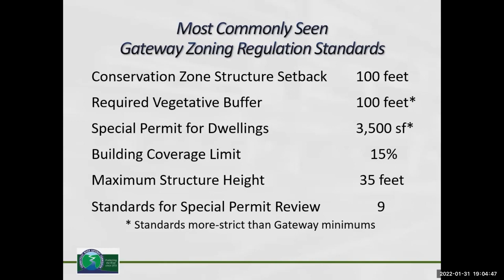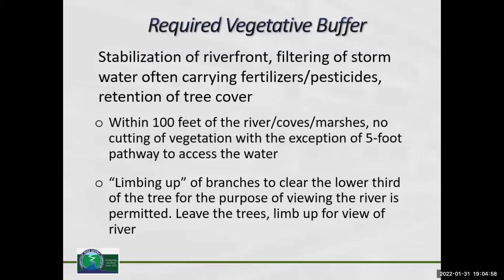The minimum standard is 4,000 square feet for special permits for dwellings. As I said, the other 7 towns use 4,000. Saybrook uses 3,500. So more applications would come to the zoning commission, but they feel that's the best thing to do. Now, the required vegetated buffer I just mentioned and that Marcy mentioned, in Old Saybrook, that's 100 feet.